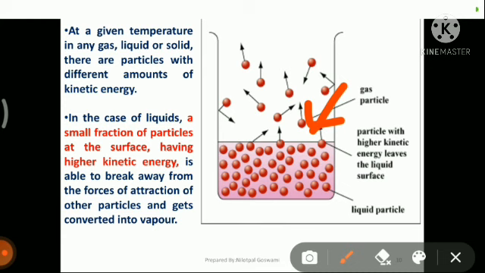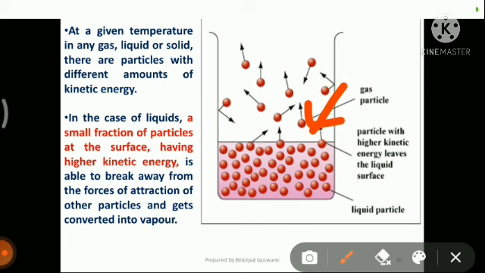This process occurs gradually. First the surface at the top, the particles at the surface, will get evaporated, then the next layer. So this is a gradual process. The whole liquid does not change into gas at one time. Since only the particles present on the surface change into the gaseous state, the liquid generally does not attain its boiling point.